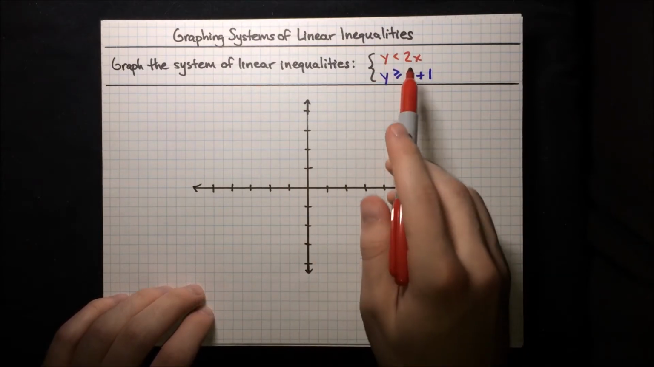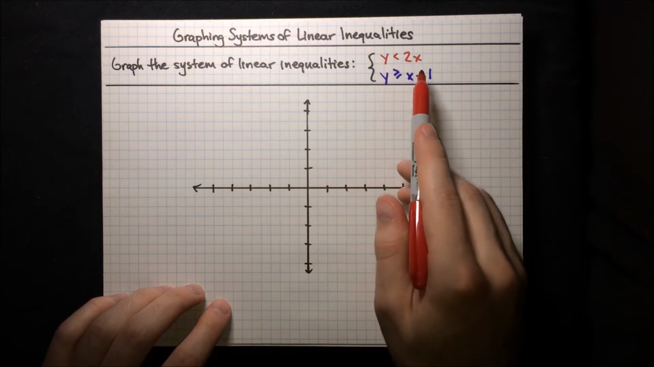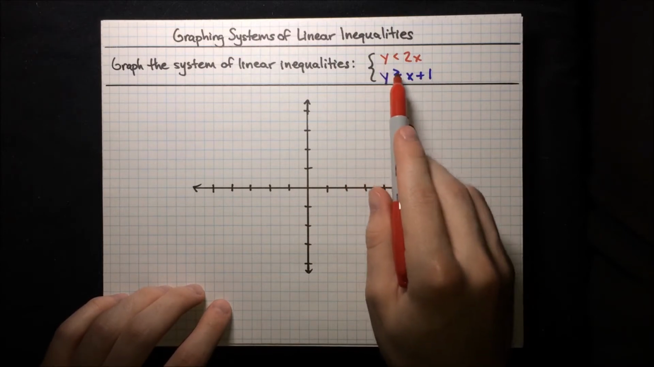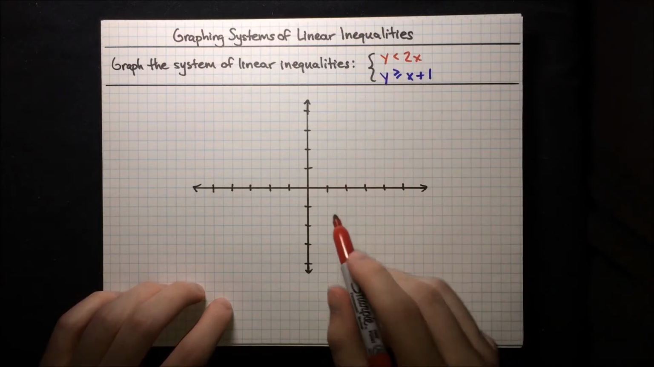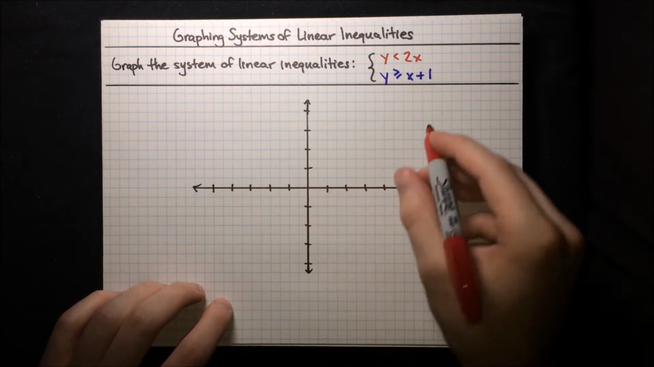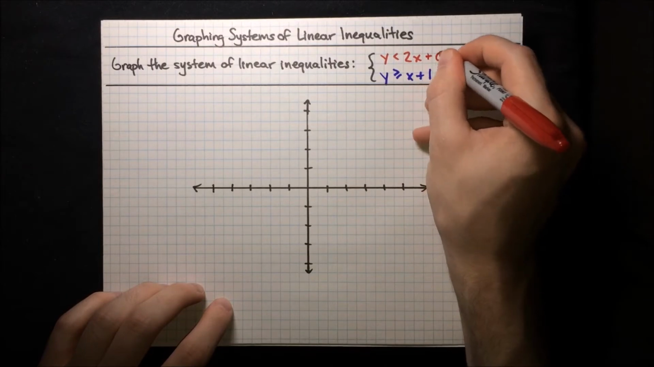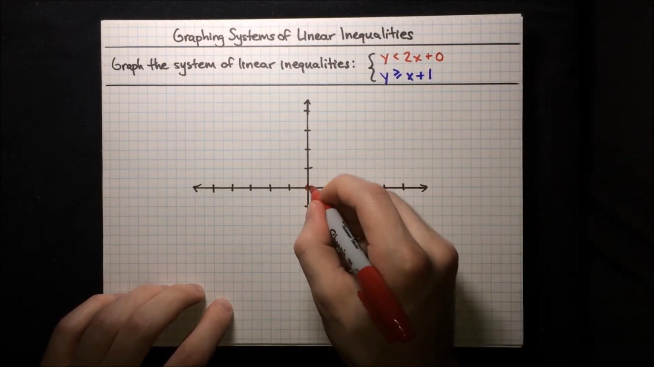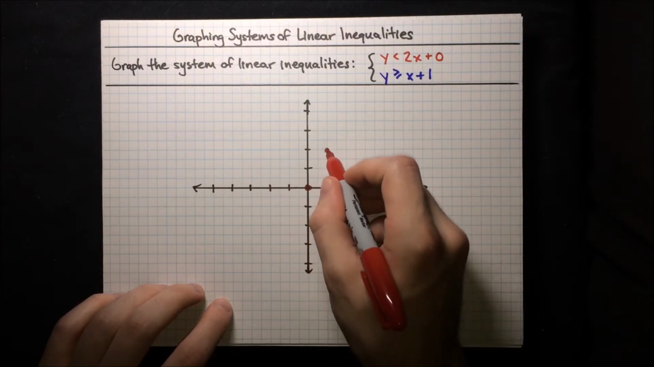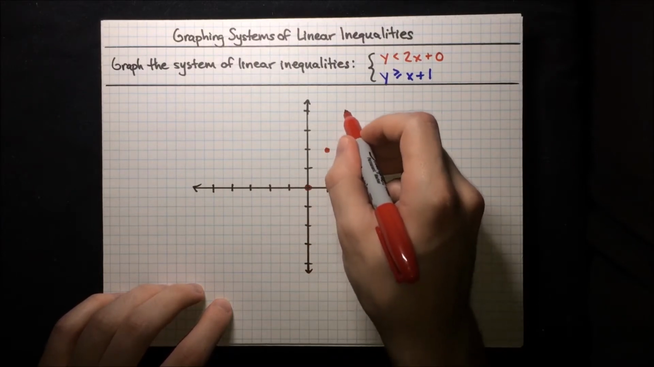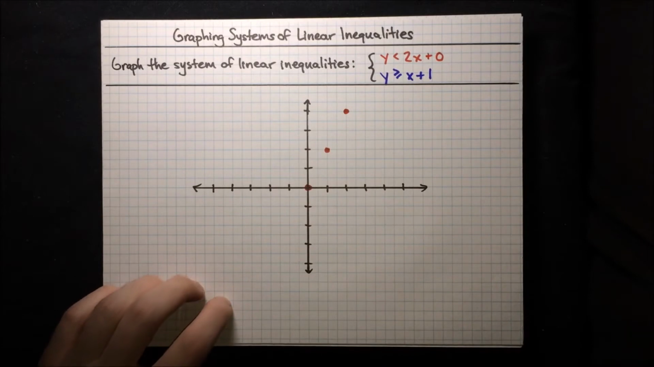In order to graph it, we're just going to focus on the boundary first. The boundary is just the equality y equals 2x. So let's draw that line. How do we draw that line? Well, this is like 2x plus 0, so y-intercept of 0 and a slope of 2. So over 1, up 2, and then over 1, up 2. And now let's connect these points.